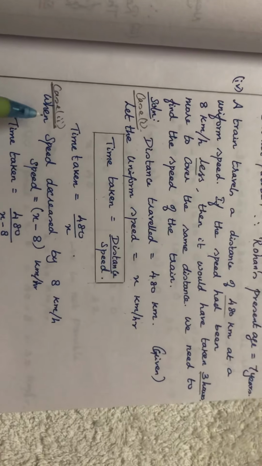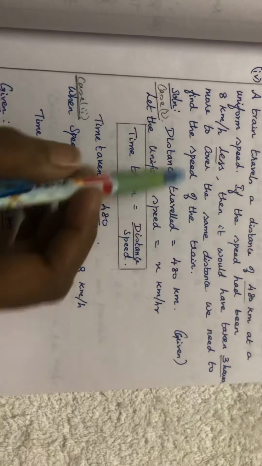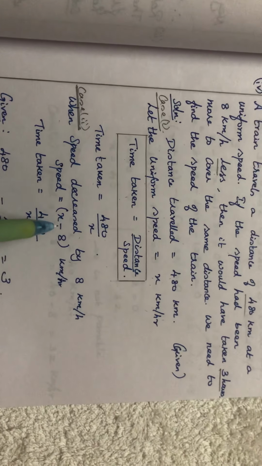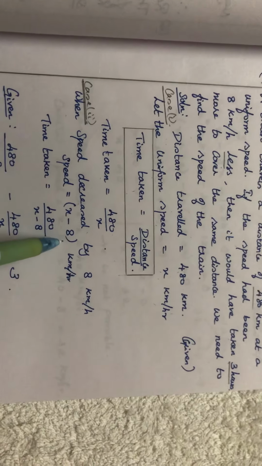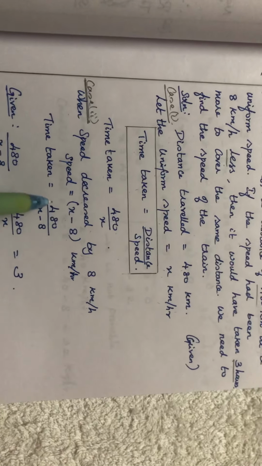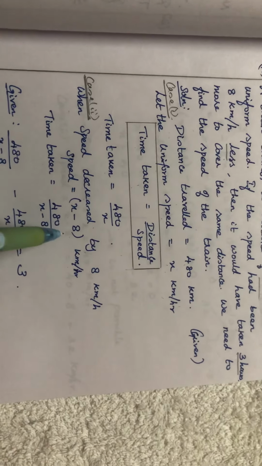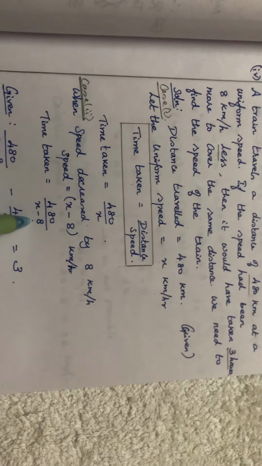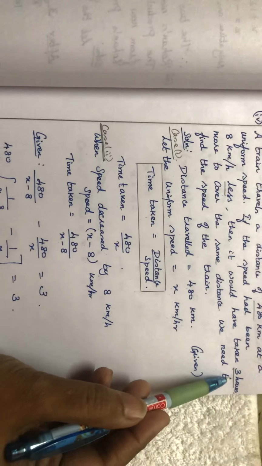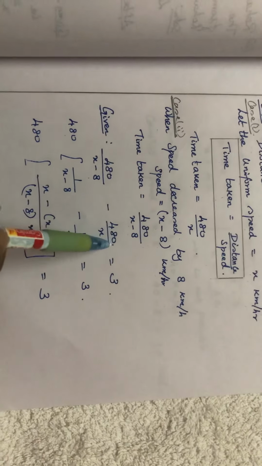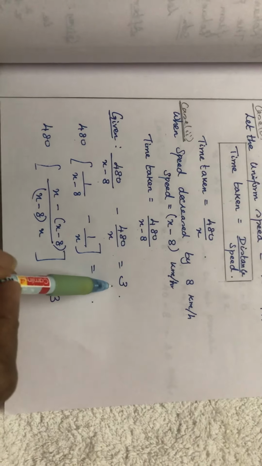Second case, when the speed decreases by, that is less, so decreases by 8 km per hour, what will be the speed? x minus 8 km per hour. Here distance is the same, 480 in both the cases. So time taken is equal to 480 by x minus 8. It is given in the question, it takes 3 hours more to cover the same distance. So 480 by x minus 8 minus 480 by x is equal to 3.